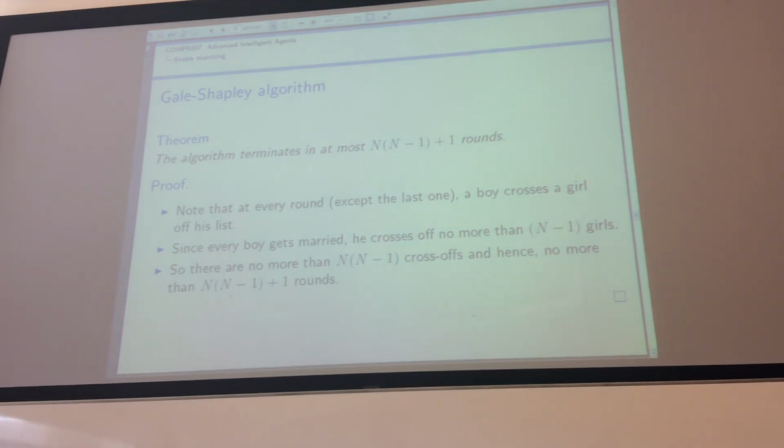Now, what do you think? Who does better in this algorithm, boys or girls?